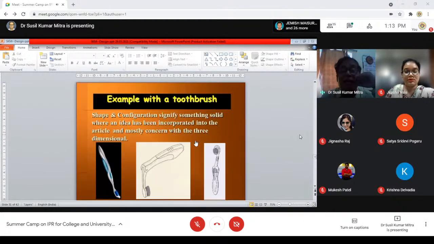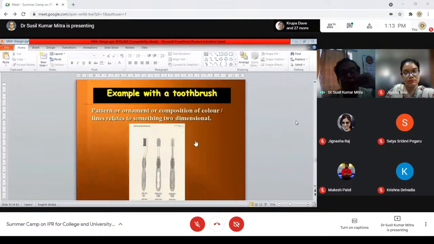If we look at another example, the toothbrush, a lot of toothbrushes are going for registration. You see the shape and configuration signifies something solid, where an idea has been incorporated into the article, and mostly concerned with the 3-dimensional. There may be straight ones, there may be bent ones, there may be different types of ornamentations, and the patterns are also given in the handle portions. So you see that different kinds of representations can be prepared. This is also a kind of toothbrush where the pattern and ornamentation is given.